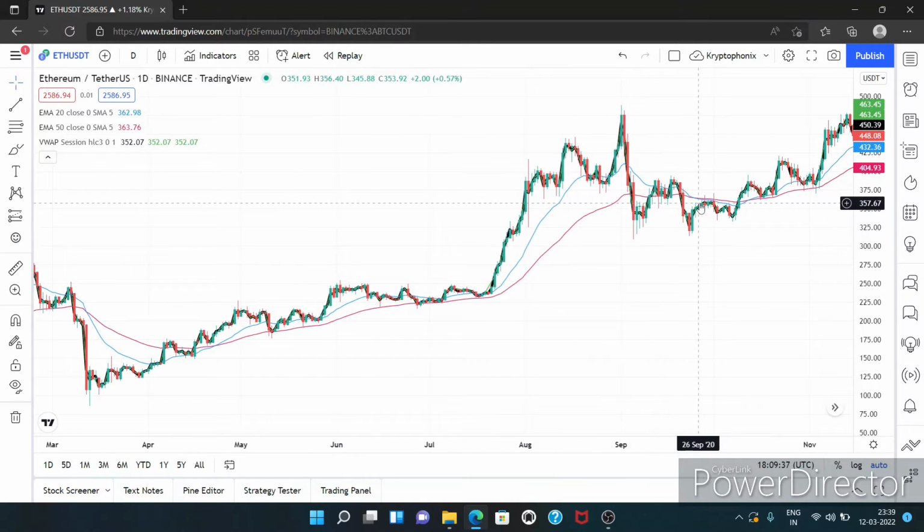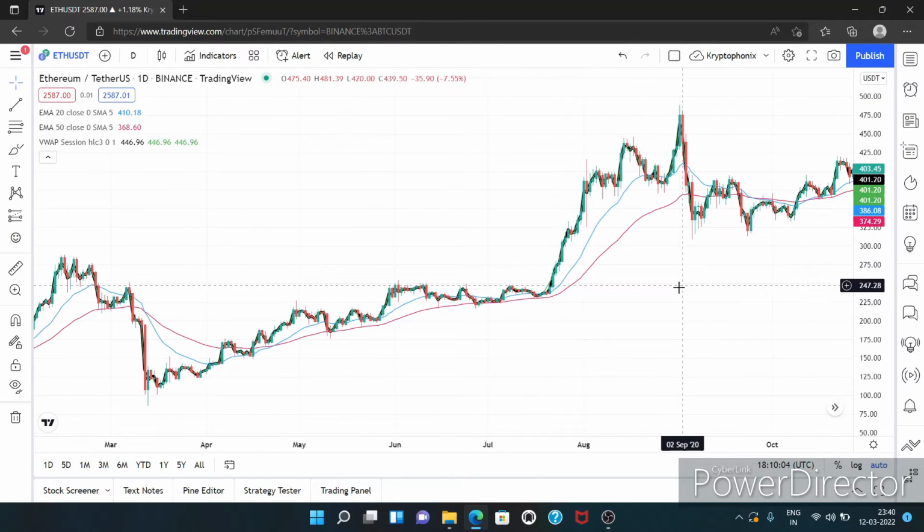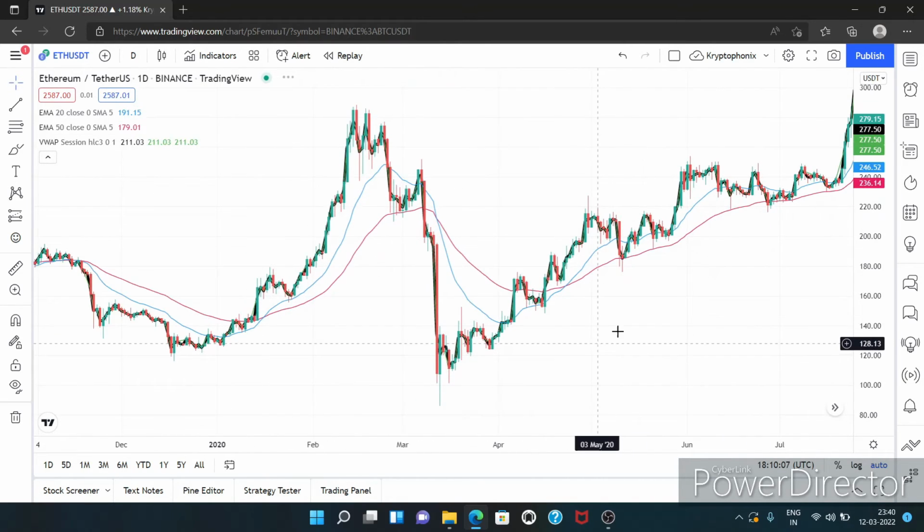Now, if you look over here, the crossover where the 50 EMA moved above the 20 EMA, this being a bearish crossover, giving us a signal to sell. But if we observe, the VWAP is trading below the price, giving us a signal to buy. Now, as both the indications are contradicting in nature, therefore, we will not be initiating any kind of trade here. So this is how it works on Ethereum.